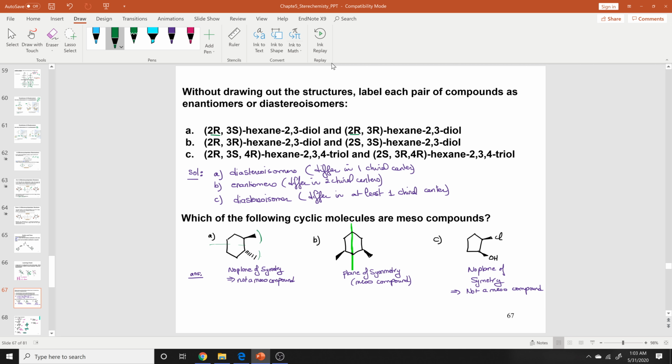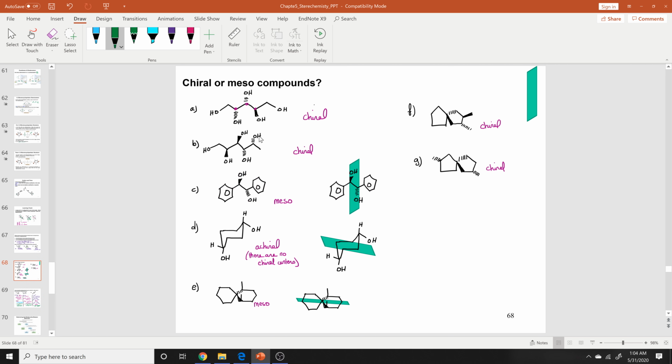Here, yes, there is a plane of symmetry because the CH3s align with each other. They are on the same side. Here, no, because the chlorine and the OH are different groups. Okay. Chiral or meso compound.